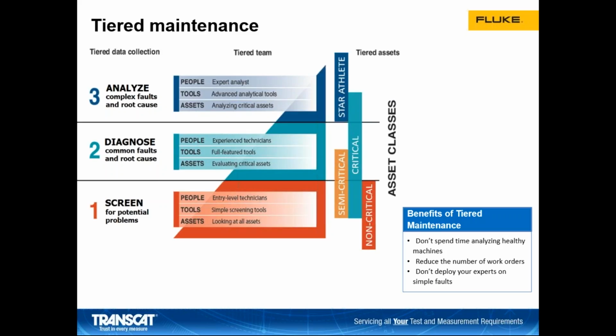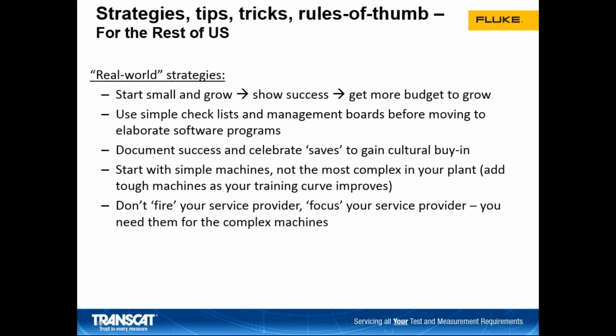So what does this do for us? Well, the benefits of doing this tiered maintenance approach is we don't spend time analyzing healthy machines. We screen out the healthy machines because if 80% of your machines are healthy, let's not spend a lot of time on them. We also want to reduce the number of work orders and not send out experts for simple problems. So start by screening with entry-level technicians, then diagnose the most common faults and save the important ones for the star athlete. So let's talk about what are some tricks.